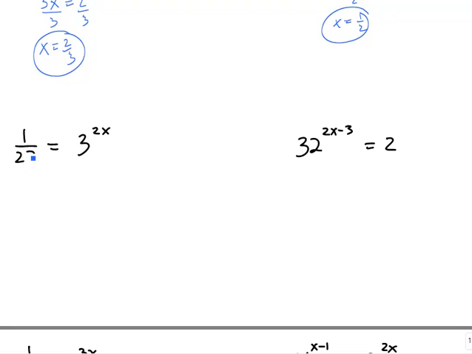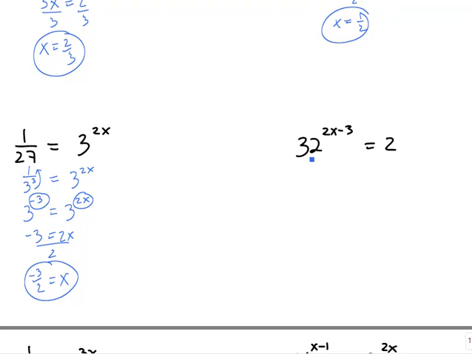The next example has a fraction: 1 over 27 equals 3 to the 2x. Hopefully you recognize that 27 can be written with a base of 3 because 27 is 3 cubed. And because it's in the denominator, we can move this 3 cubed up to the numerator by just making that exponent become negative. So 1 over 27 is really the same as 3 to the negative 3. So it's possible to make both sides of this equation have base 3. So we can set our two exponents equal to each other, divide through by 2, and we get x equals -3/2.